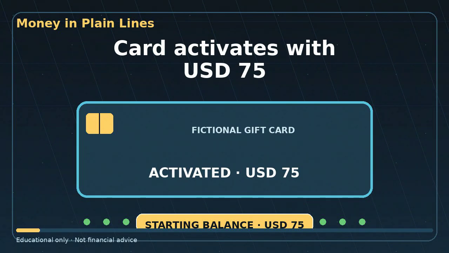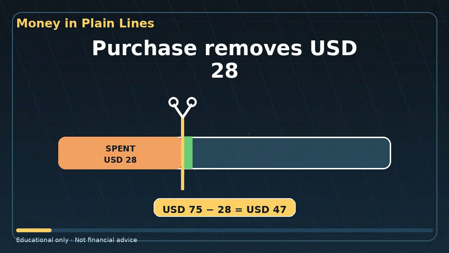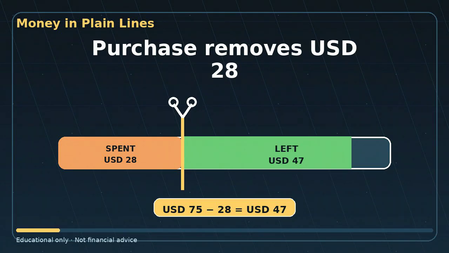The first purchase is a set of art supplies priced at $28. When the card pays that amount, the arithmetic is $75 minus $28. The purchase consumes part of the stored value, it does not change the original face value printed on the card.